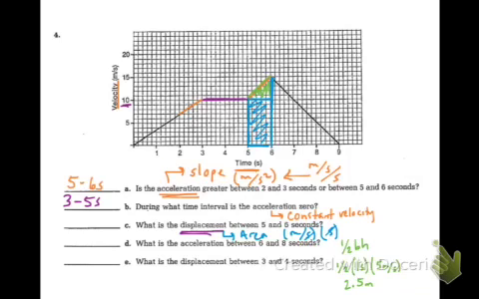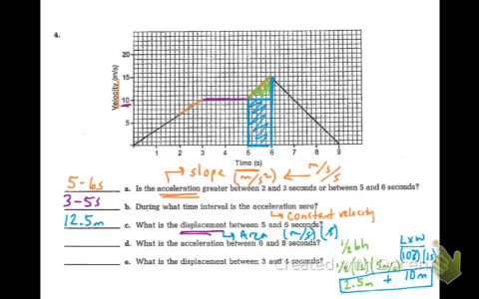And then for our length times width, we would get 10 meters per second times 1 second. So we would get 10 meters. To get our total displacement, we simply add them together. And you should have gotten a displacement of 12.5 meters.